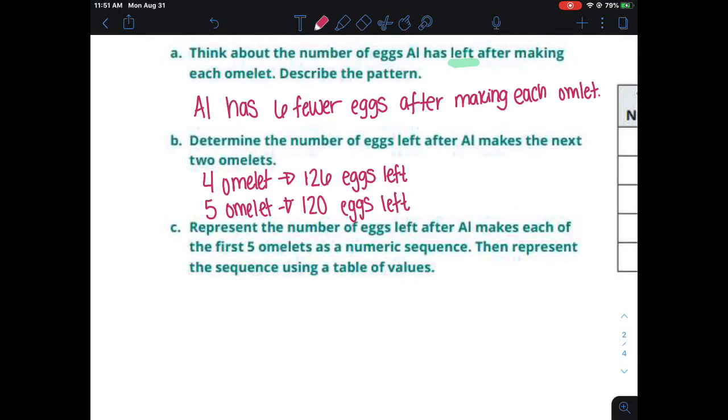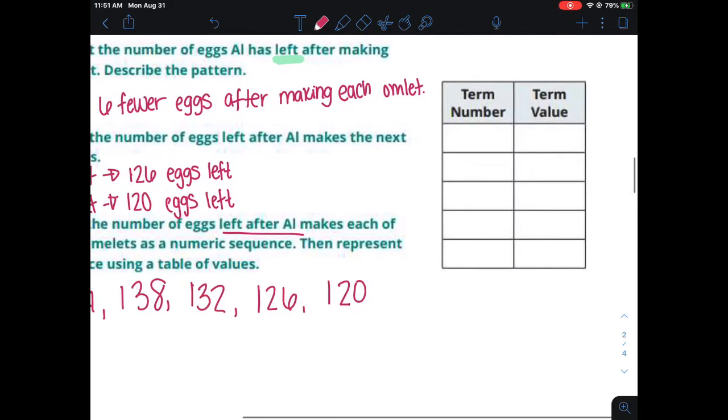So we want to represent the number of eggs that Al has left after making each of his omelets. So after the first omelet, we have 144 eggs. After the second omelet, we have 138. Third omelet, 132, 126 after the fourth, and after the fifth, we'll have 120.